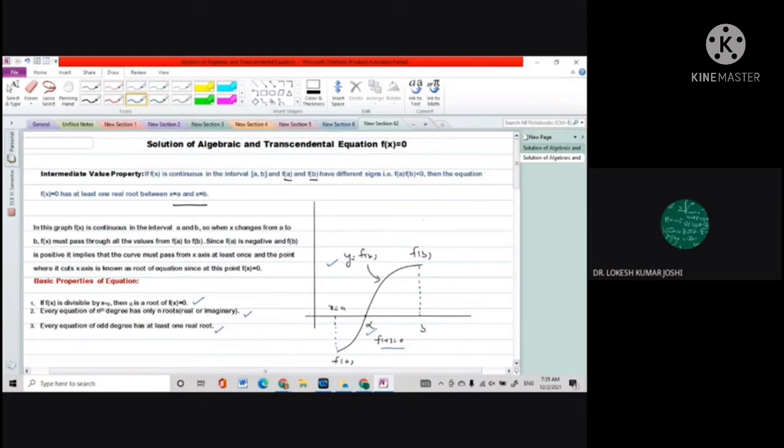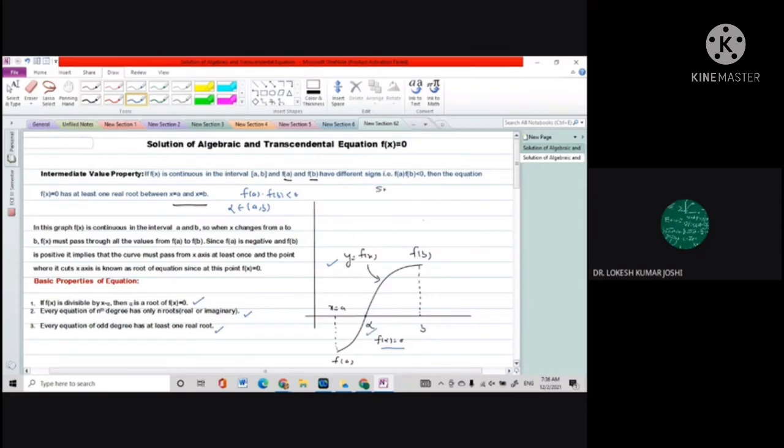Let us revise the statement once again. If f(x) is continuous in the interval [a, b] and f(a) times f(b) is less than 0, then it clearly means at least one real root alpha belongs to the interval [a, b]. Remember, I am saying at least one real root. Now the question comes, are more than one roots possible? The answer is yes, more than one root is possible. Let us see one case.